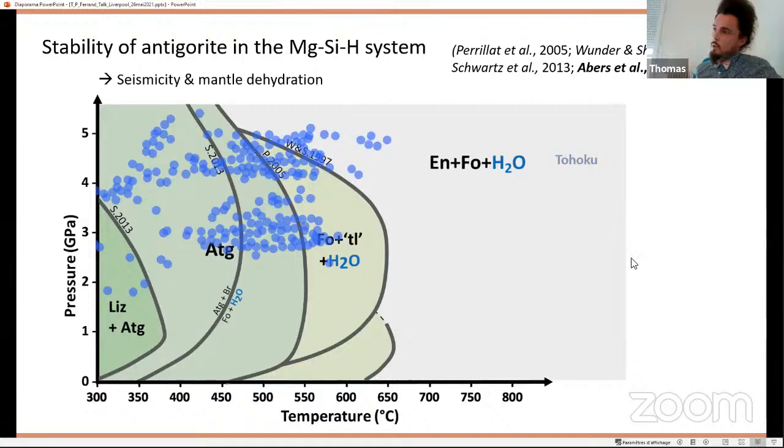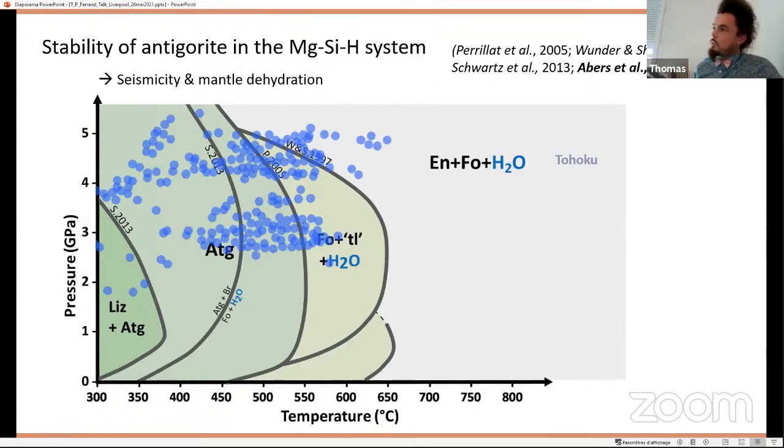So here you can see for the Tohoku region that the pressure temperature conditions for hypocenters within the lower Wadati-Benioff plane are significantly denser. You have a larger population of earthquakes in the instability field, in the pressure temperature conditions in which we expect Antigorite to destabilize.